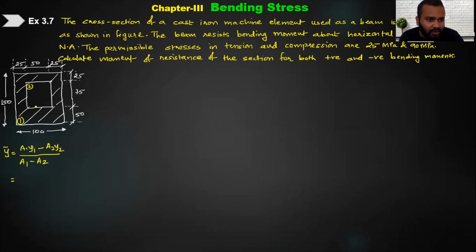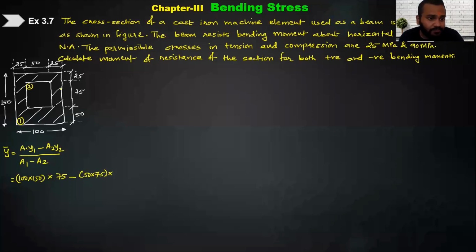So a1 is the area of the bigger rectangle. It is 100 cross 150. So I am writing 100 cross 150 into its y1. अभी उसका height है 150, उसका half आएगा 75. So I am writing 75 minus a2. A2 is the smaller one, which has width 50 and height 75. So I will write this as 50 multiplied by 75 and उसका y कहाँ पे आएगा?